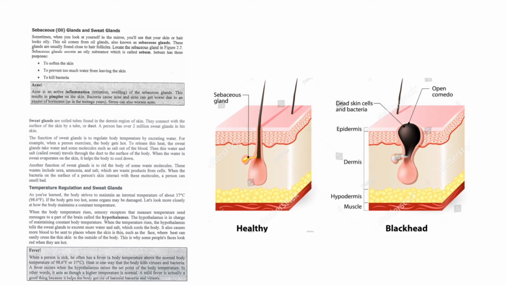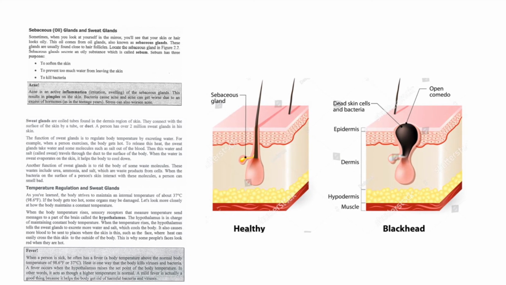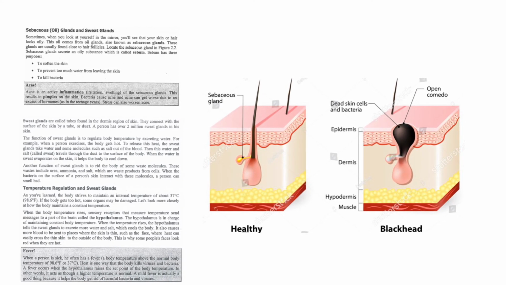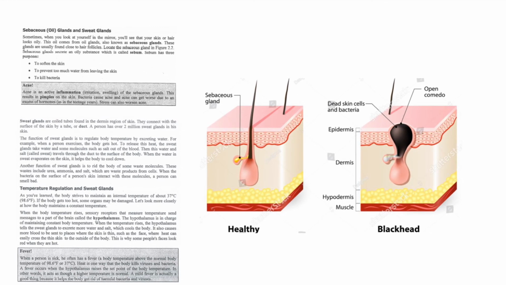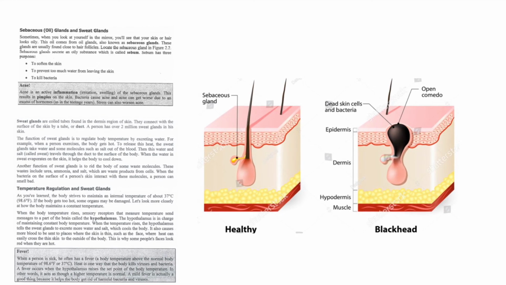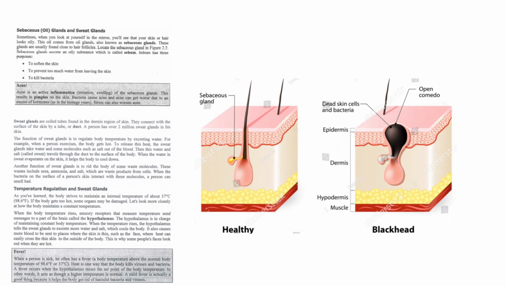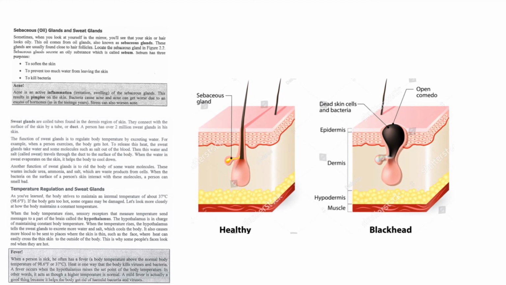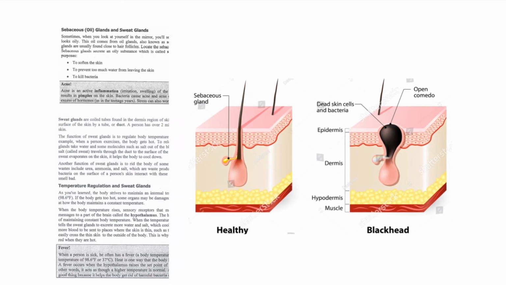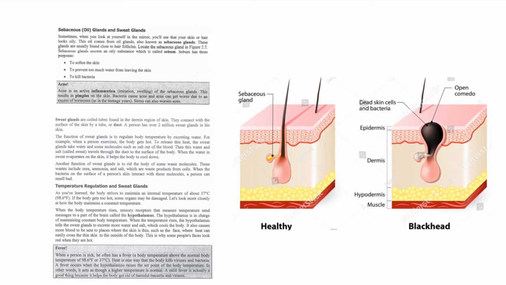Another function of sweat glands is to rid the body of some waste molecules. These wastes include urea, ammonia, and salt, which are waste products from cells. When the bacteria on the surface of the person's skin interact with these molecules, a person can smell bad.